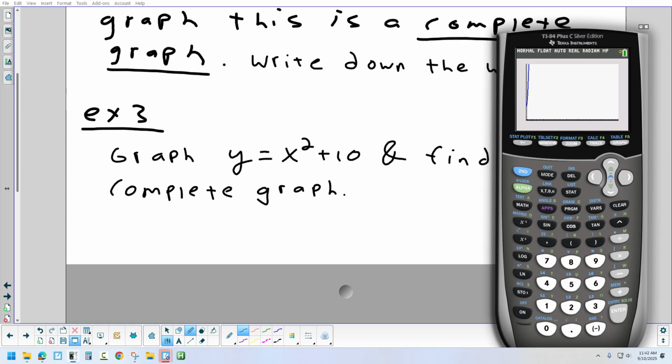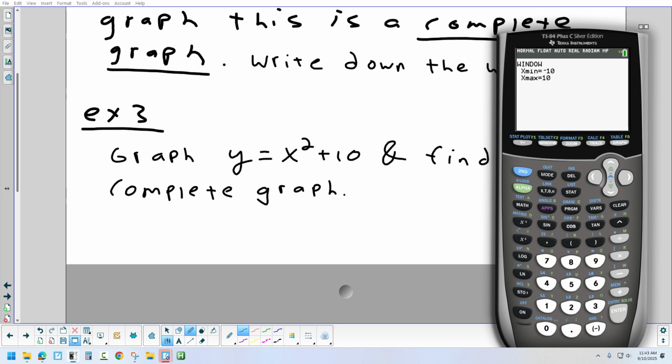Okay. Is that a good window? No, that doesn't look like a parabola at all. For a parabola, I should be seeing some symmetry, and I'm not. So then let's reset it and do zoom 6. Let's start over and see if that's a better window. Okay, how's that window? Well, it's even worse. Now I don't have a picture at all.